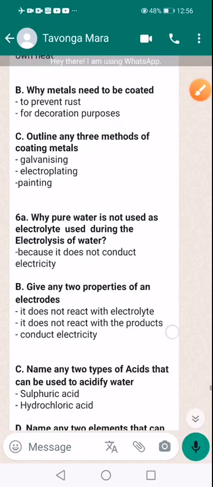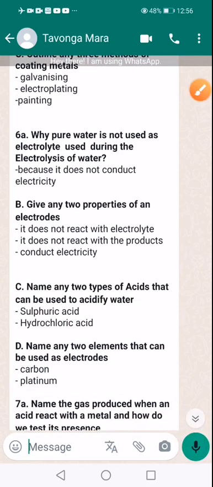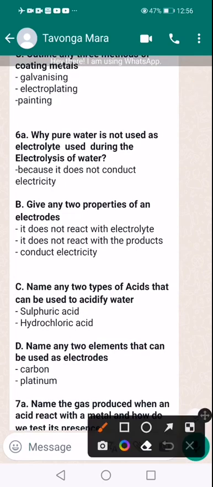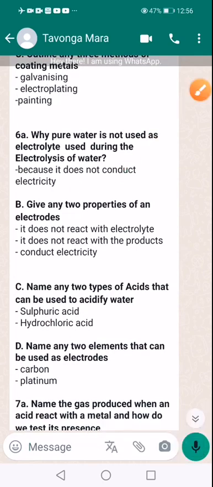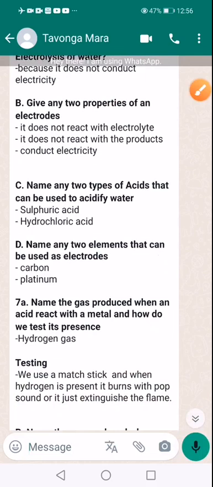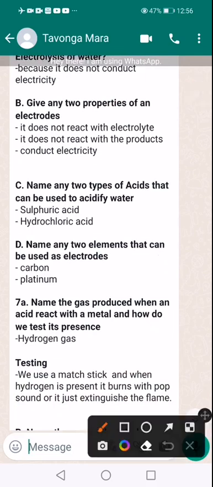Why is pure water not used as an electrolyte during the electrolysis of water? Because pure water does not conduct electricity. Name any two properties of electrodes. Number one, does not react with the electrolyte. Number two, does not react with the products. Number three, conducts electricity.